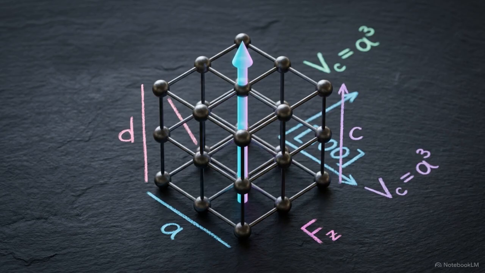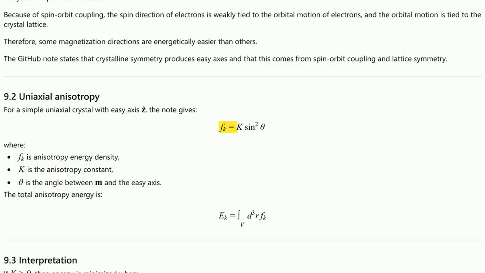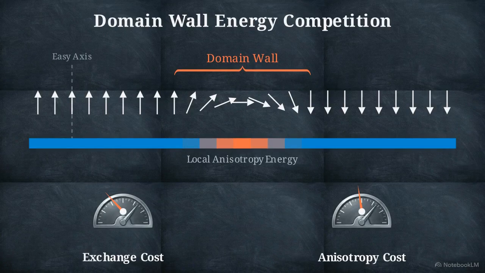Spin-orbit coupling ties the preferred direction of the electrons to the physical symmetry of the crystal lattice. As shown in this density function, the energy is lowest when the magnetization aligns with a specific easy axis, and it scales with the sine squared of the deviation angle. Inside the domain wall, the vectors are forced to point away from the easy axis, driving up the anisotropy energy.